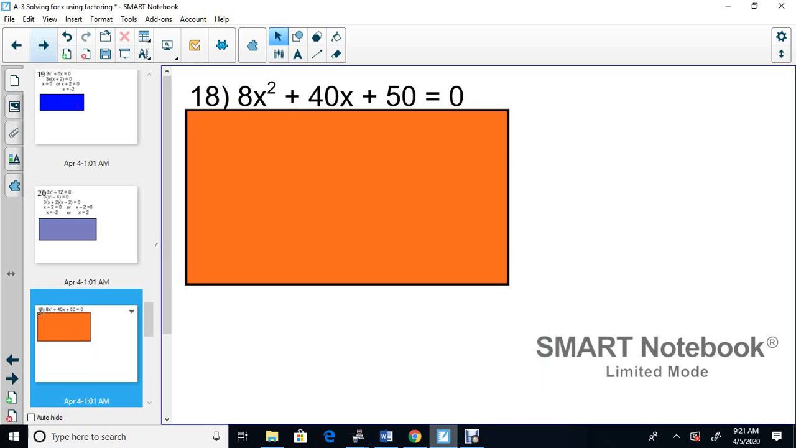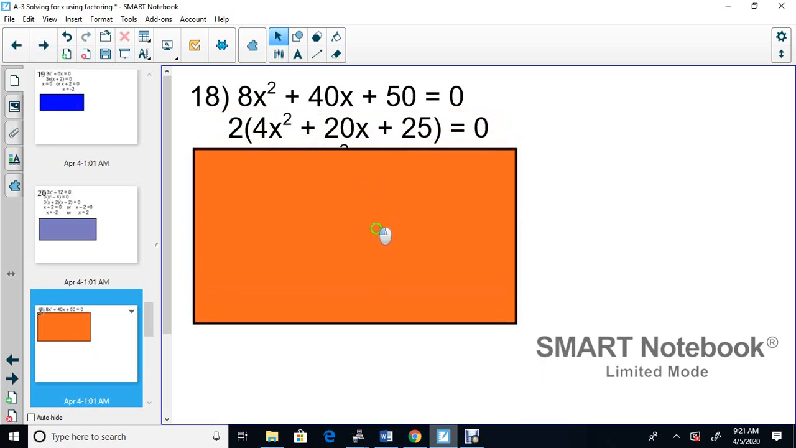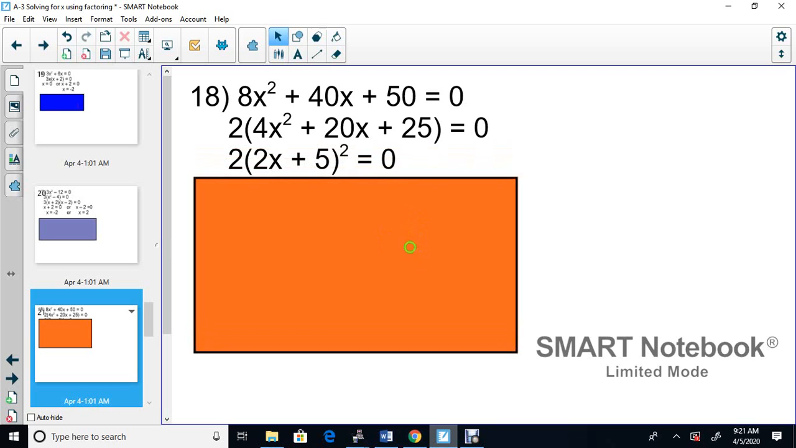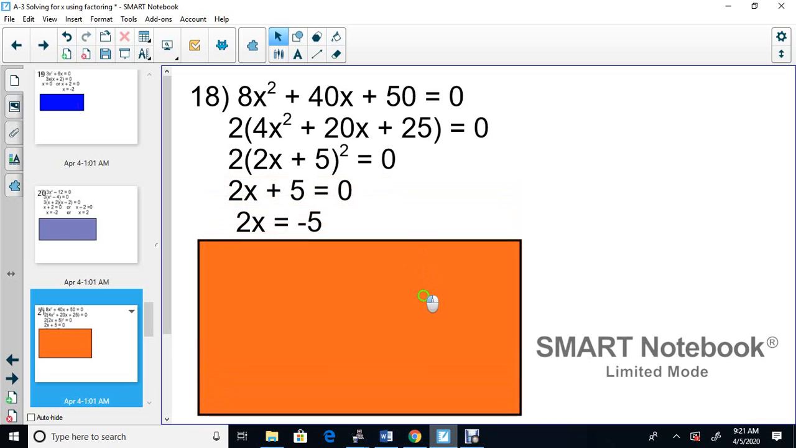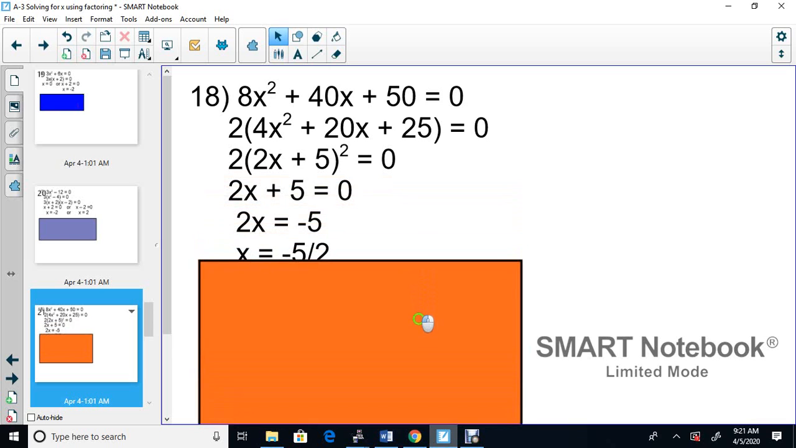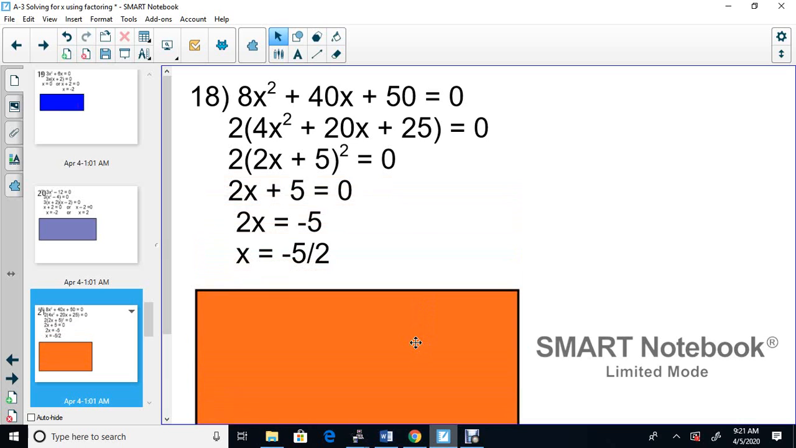Okay, 18. Well, you're going to take out a 2 because 2 can go into all those numbers. Well, and then you have a perfect square. 2 times 2 is 4. 5 times 5 is 25. Yes, I don't have to use decomposition. So the 2's there and the 2x plus 5. You ignore that front 2. You put 2x plus 5 equal to 0. Bring the 5 across. Divide by 2. And for a perfect square, you only get one answer.